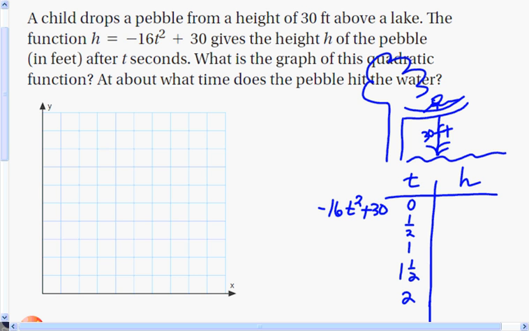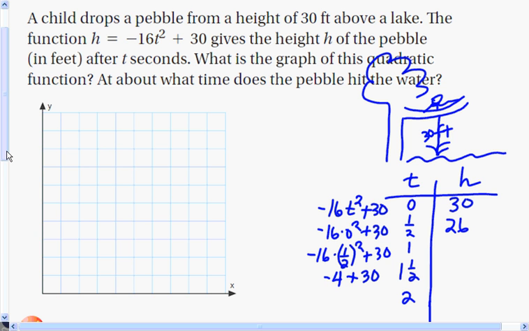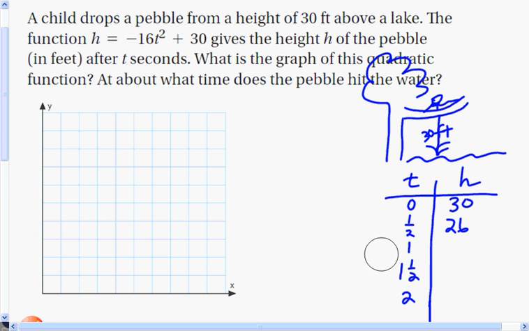So if I put in 0 for t, I get negative 16 times 0 squared plus 30, and that is 30 at 0. At 1/2, I'm going to do negative 16 times 1/2 squared plus 30. 1/2 squared is 1/4, and 1/4 of negative 16 is negative 4, plus 30 equals 26. At 1 second, I'm going to have negative 16 times 1 squared plus 30, and that's negative 16 plus 30, which is 14.